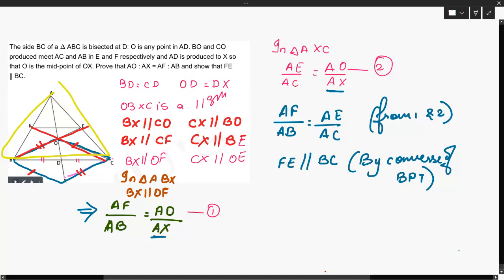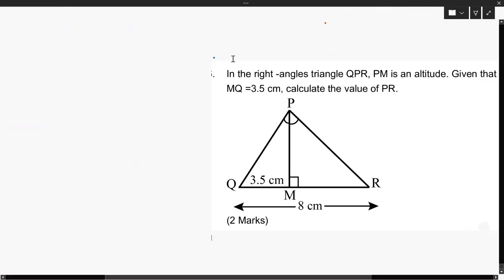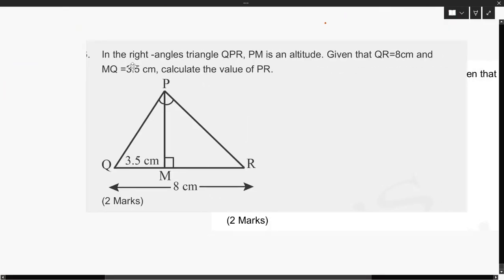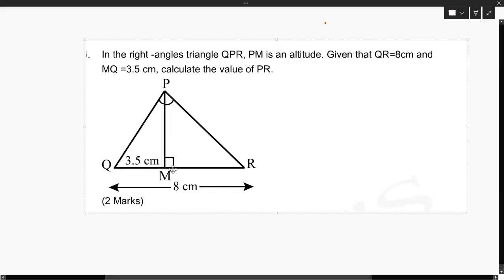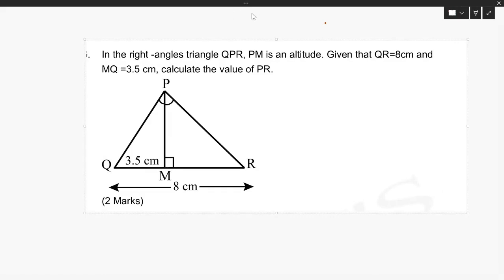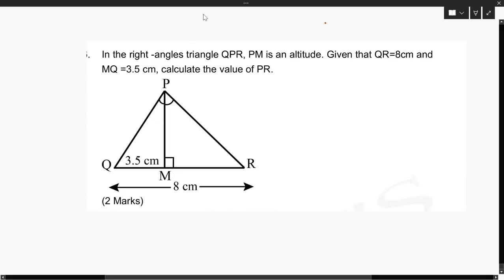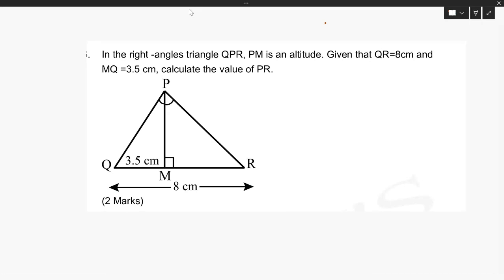Okay, so let us move on to the next question. I want you to give a try first because this is a little easier. In the right angle triangle PQR, PM is the altitude. Altitude means what? That is height. Whenever there is a height, it is a straight line making a 90-degree angle down there. Given that QR is equal to 8 centimeter and MQ is equal to 3.5, find the value of PR.